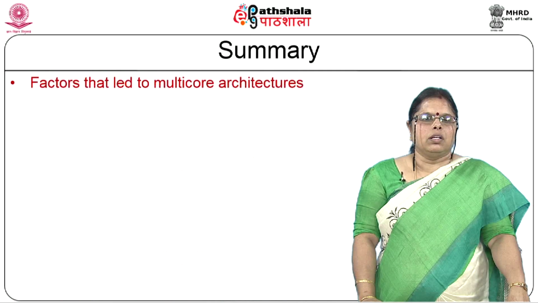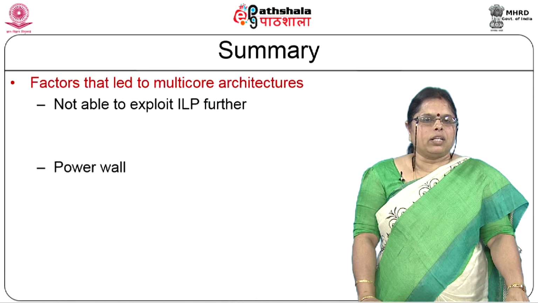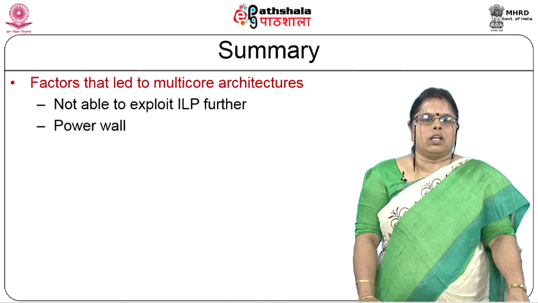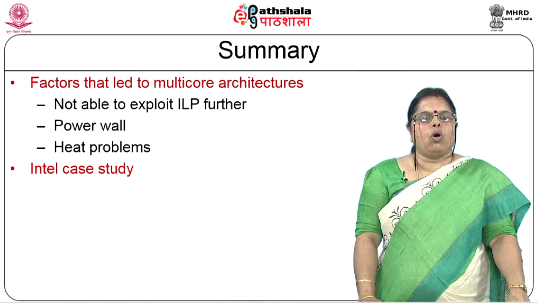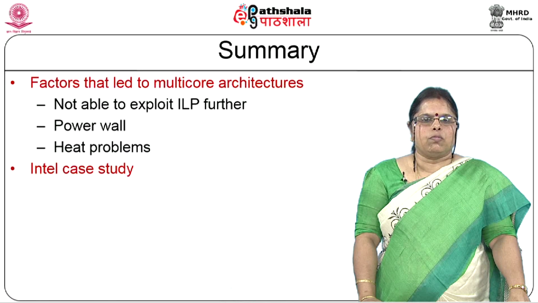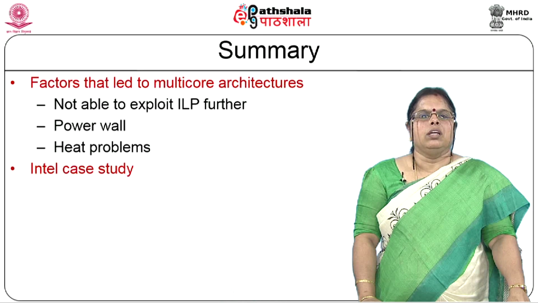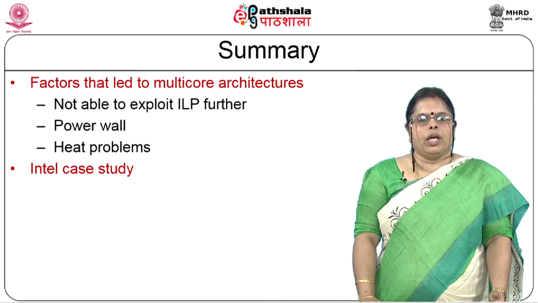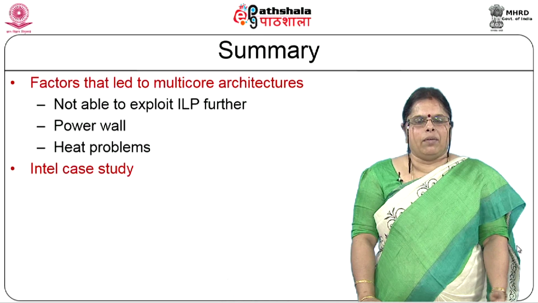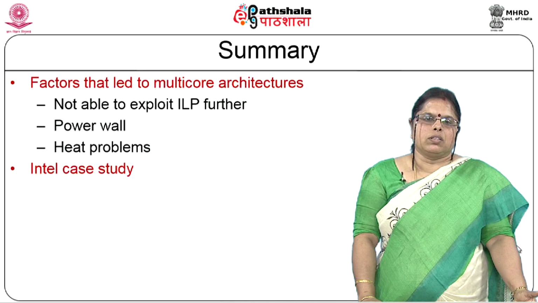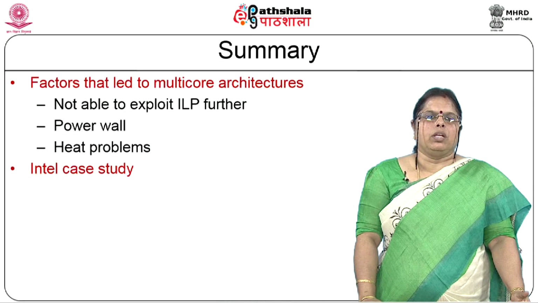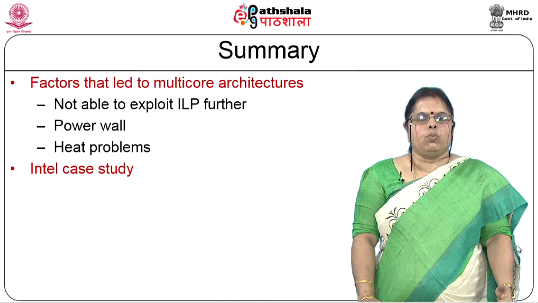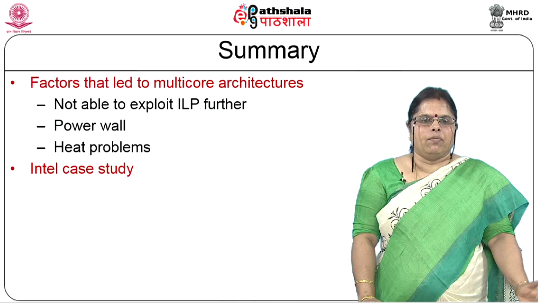So, to summarize, we have looked at various factors that have led to Intel multi-core architectures. That is because we know that we cannot exploit instruction level parallelism further, and there is a power wall problem, there is a heat problem. All that has led to the introduction of multi-core architectures in the computer industry, and for the past decade or so, we have multi-core architectures available everywhere. Whatever type of system you are looking at, whether it is in the embedded domain, the personal devices domain, or the server domain, multi-core architectures are there everywhere.